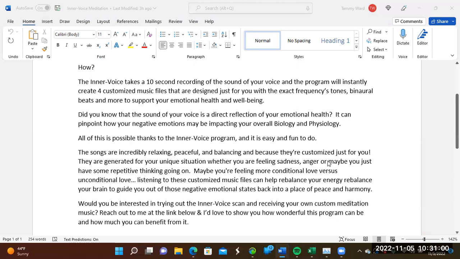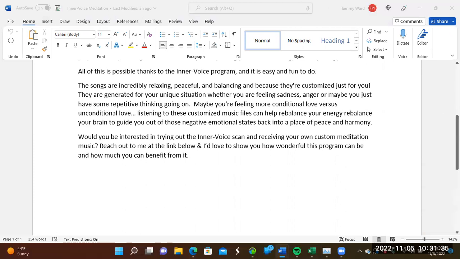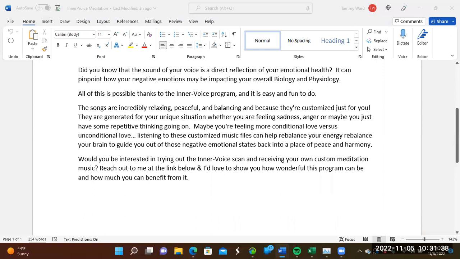The songs are incredibly relaxing, peaceful, and balancing, and because they're customized just for you, they are generated for your unique situation, whether you're feeling sadness, anger, or maybe you just have some repetitive thinking going on. Maybe you're feeling more conditional love versus unconditional love. Listening to these customized music files can help rebalance your energy. That's a typo, I'll fix that. Or rebalance your brain to guide you out of those negative emotional states back into a place of peace and harmony. Would you be interested in trying out the Inner Voice Scan and receiving your own custom meditation music?